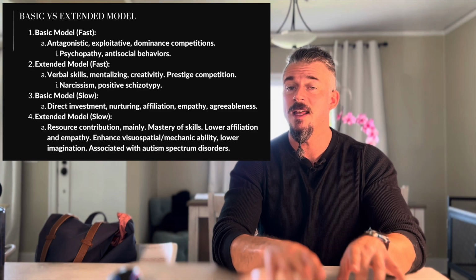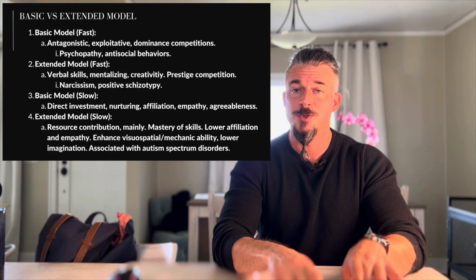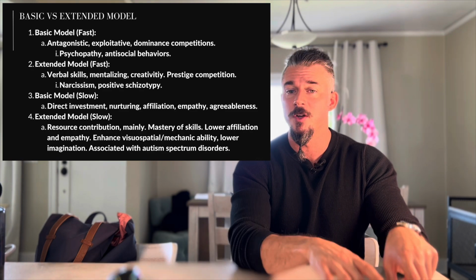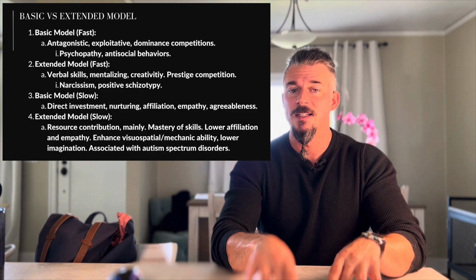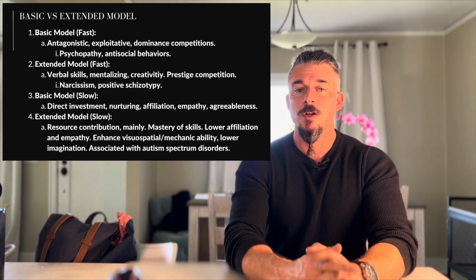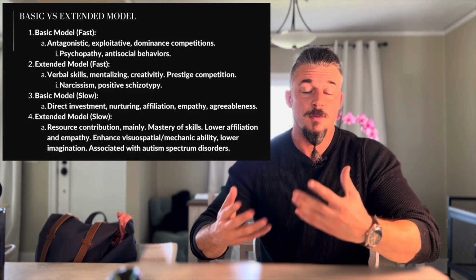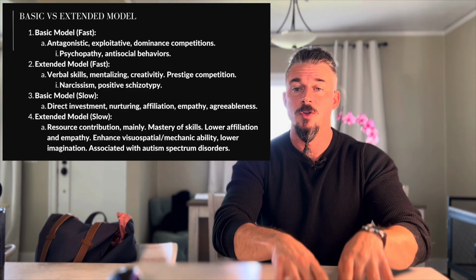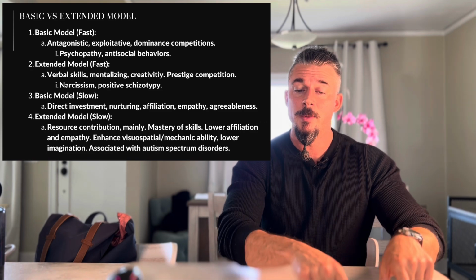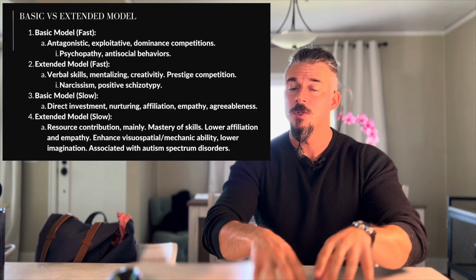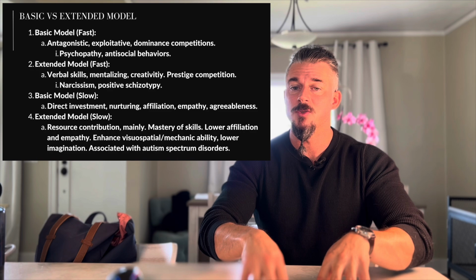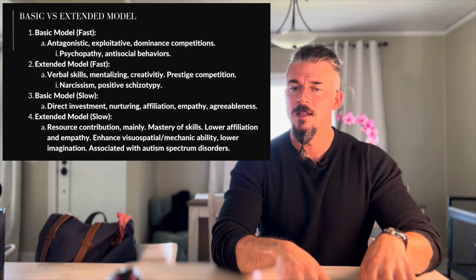And here, when you see that associated with fast life history traits, you're going to be more likely to see that associated with narcissism, schizotypy, or something like that. And then in the basic model, slow life history strategy, which was just provisioning, right? So direct investment, nurturing, affiliation, that kind of a thing. Now in the extended model, it adds this other one, right? Which is kind of like skill-based, mechanistic-based, right? So resource contribution mainly in that case.